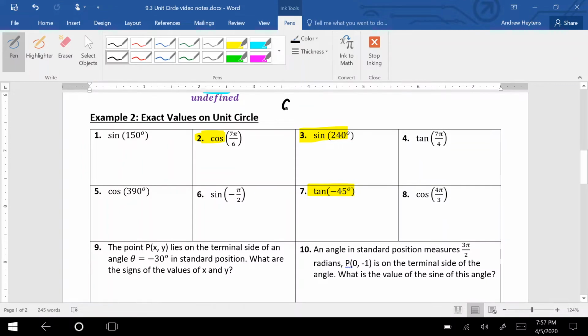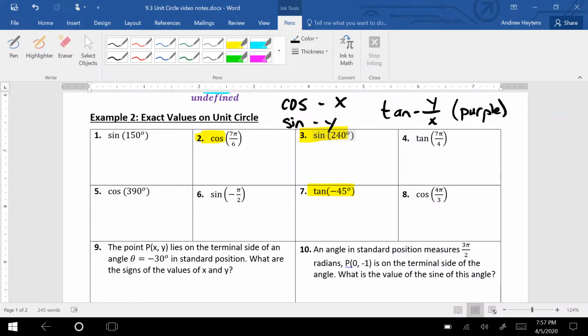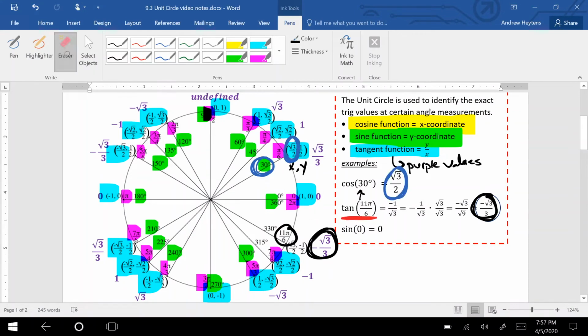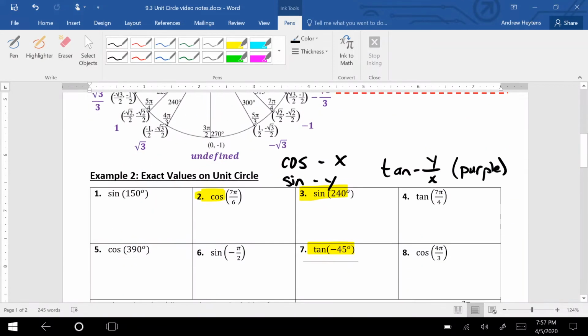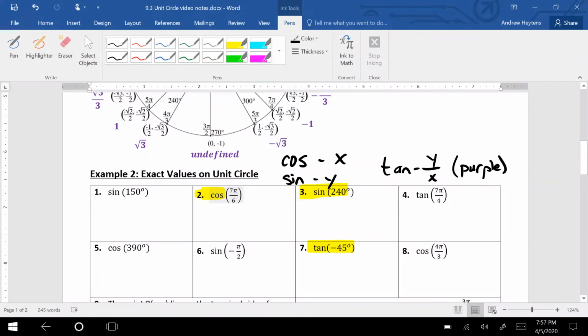So a little recap here. Cosine is x, sine is y, tangent is y over x, or in this case, the values in purple because they're all on your unit circle for you. Okay, so if you were starting from scratch and you had a blank unit circle, which you guys remember in the email that I sent you with the video link, there is a blank copy of the notes. So you can use your unit circle here. And I need to do the cosine of 7 pi over 6.